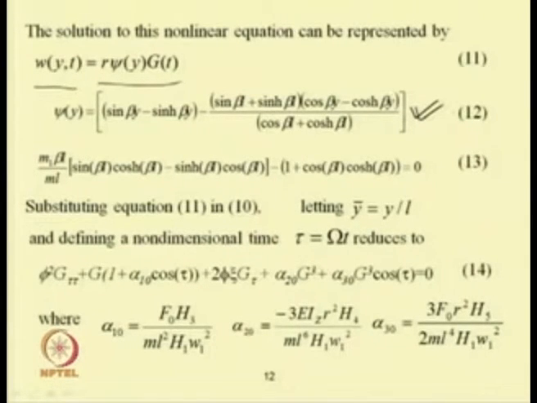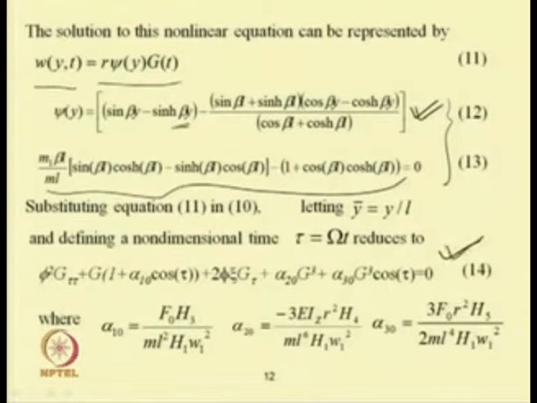Here it is taken as that of a system with tip mass. So, this is the psi y, and one can obtain this characteristic constant beta by solving this equation. By solving this equation one can obtain the characteristic constant beta, and by using equations 12 and 13 and applying the Galerkin method, one can find the temporal equation. So, this is the temporal equation.